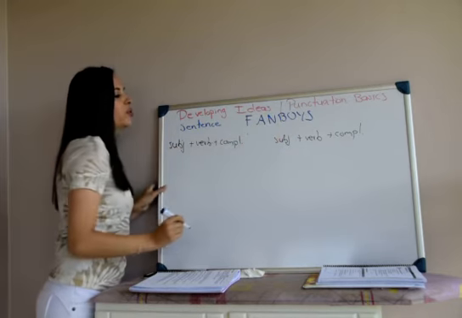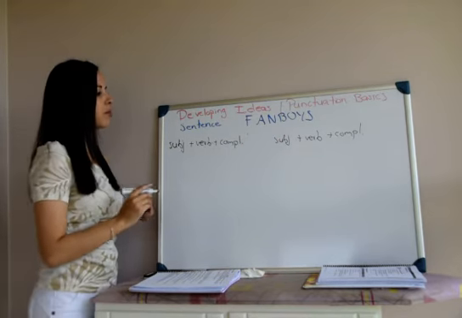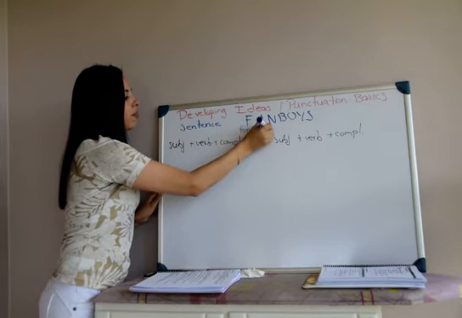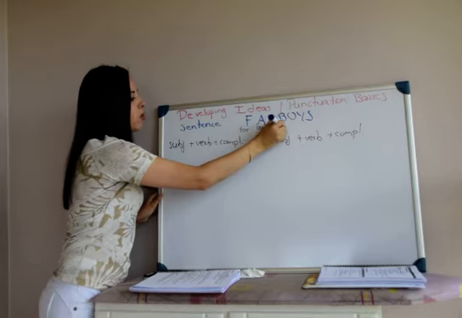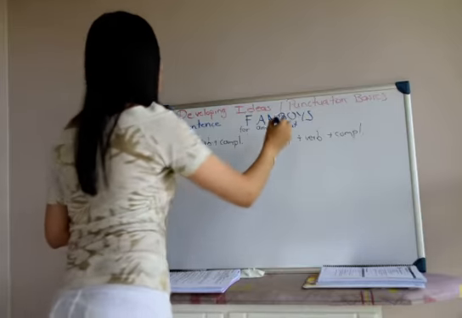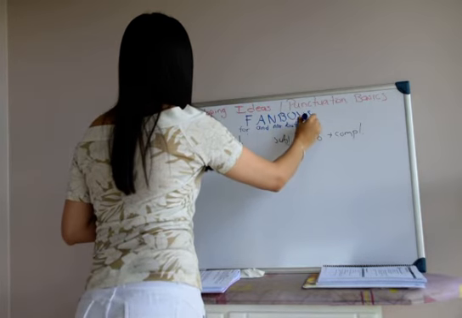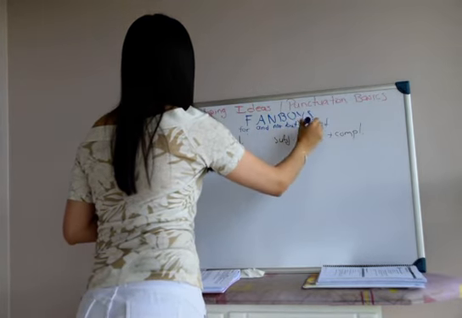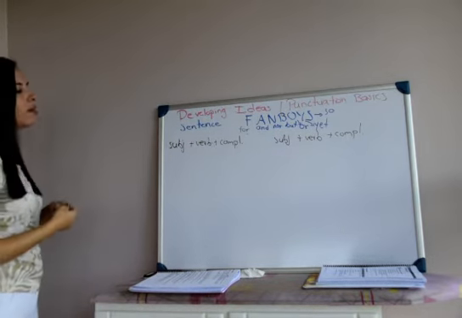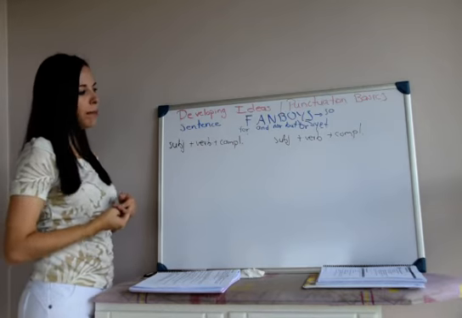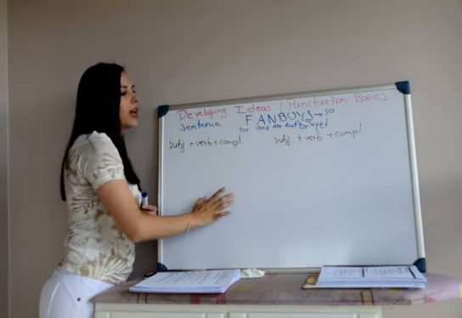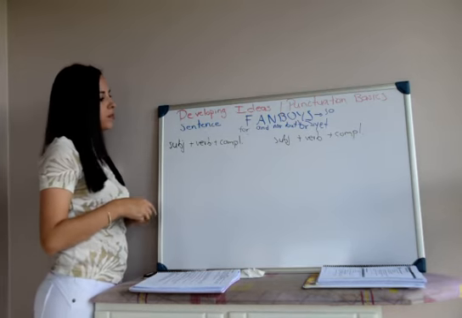We use this word to remember the coordinating conjunctions: FANBOYS. F stands for for, A for and, N for nor, B for but, O for or, Y for yet, and S for so. Okay, those are the coordinating conjunctions. FANBOYS is for, and, nor, but, or, yet, and so. So we can join these two sentences using one coordinating conjunction.